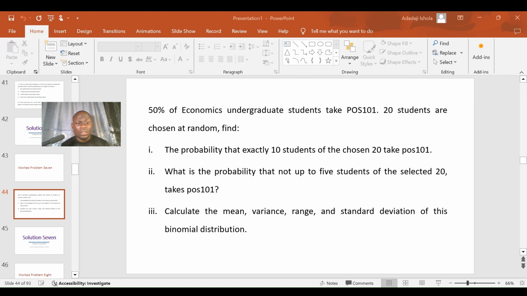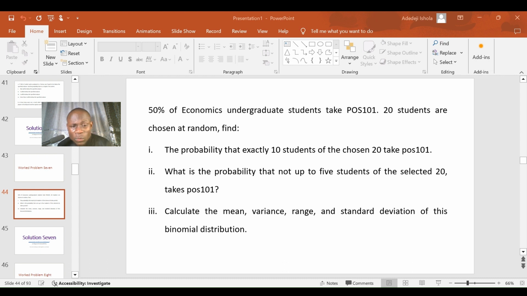Now if you have 50%, that's the probability of success, right? This is a binomial distribution, because the outcome is either success or failure. So it's a discrete distribution, and with the way the question is specified, it's a binomial distribution. We don't have an average here. So 50% is the probability of success, which will be 1/2. And if your probability of success is 1/2, definitely your probability of failure will be 1/2, because probability of failure is 1 minus probability of success.